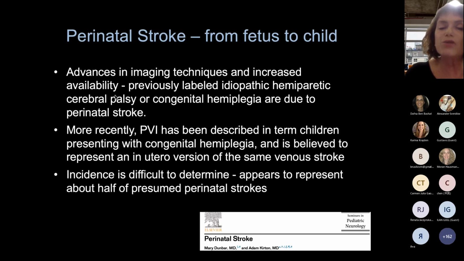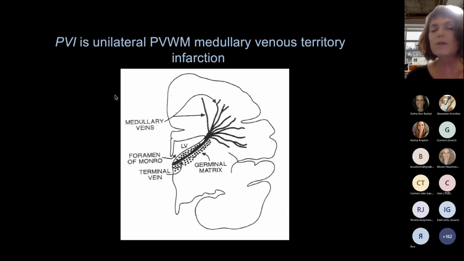This is by Dunbar and Curtin, and there are a lot of other articles about it. Even though everyone is very careful about talking about the incidence in such small groups of 15 to 50 patients, it appears that the PVI is probably representing about half of all the presumed perinatal strokes that we are seeing.